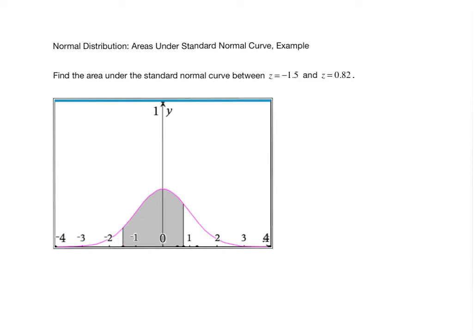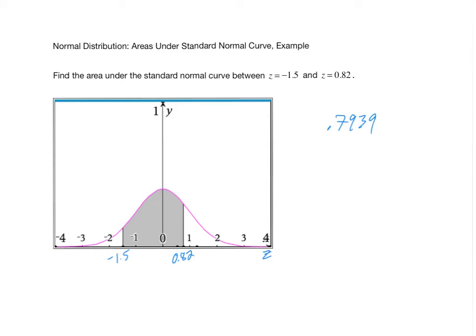Well, let's start by noting that this point right here is 0.82. Remember, this axis has z-scores since it's the standard normal curve. And this z-score over here is negative 1.5. So we're looking for this area between these two here. Let's first get the area to the left of 0.82, which won't stop here. It'll continue giving us all this here. And the area to the left of z equals 0.82, according to your table, is 0.7939.